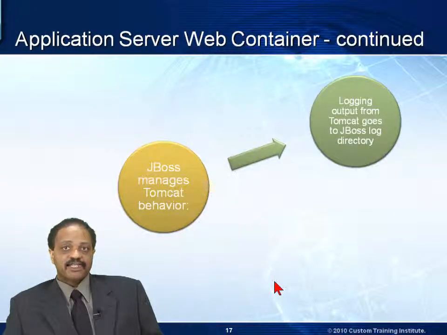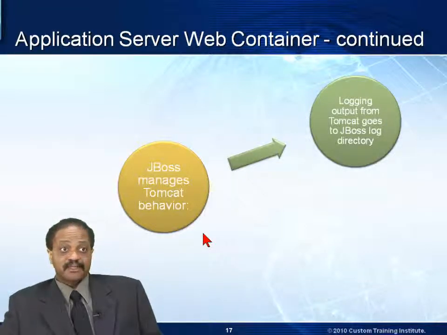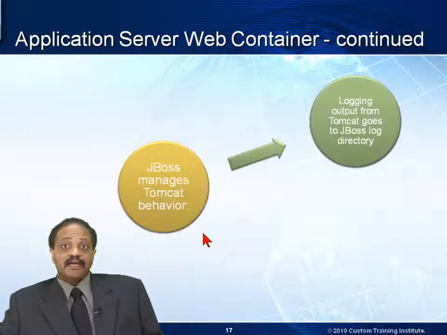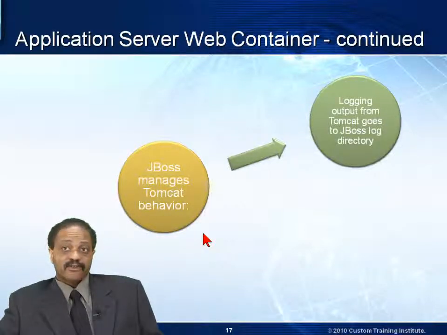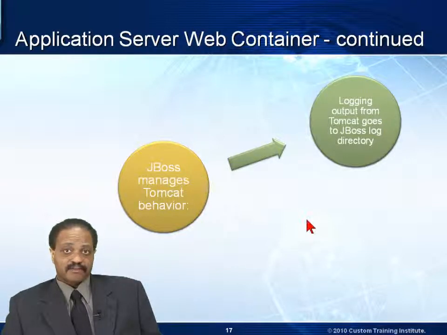Now, when JBoss is managing Tomcat's behavior, which it will do if you're using the embedded version of Tomcat that's embedded within JBoss, then logging output from Tomcat will go to the JBoss log directory, which makes sense because JBoss is managing the Tomcat behavior. Logging output from Tomcat goes through JBoss's logging scheme, which means the output from Tomcat is going to go through the JBoss log directory. It's not going to go through Tomcat's normal log scheme.